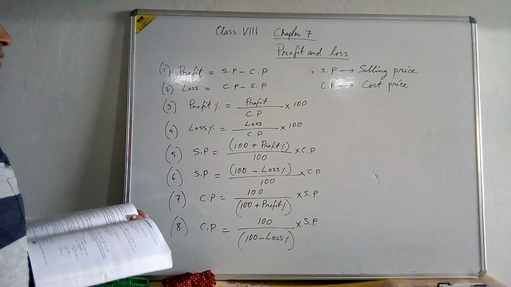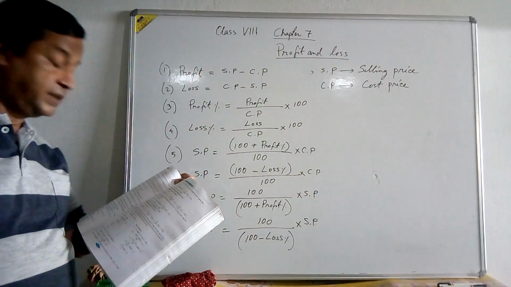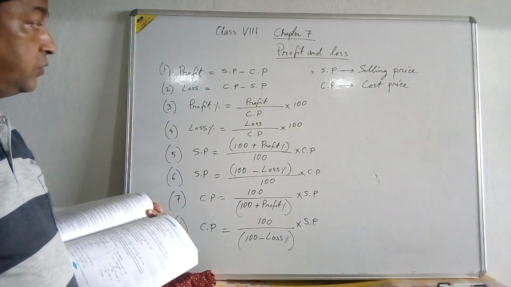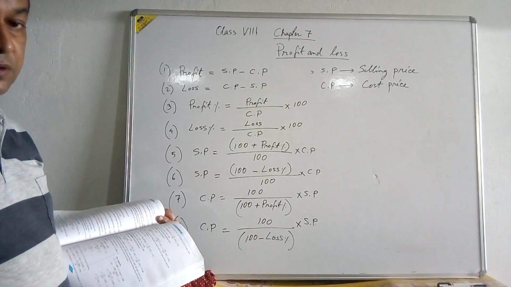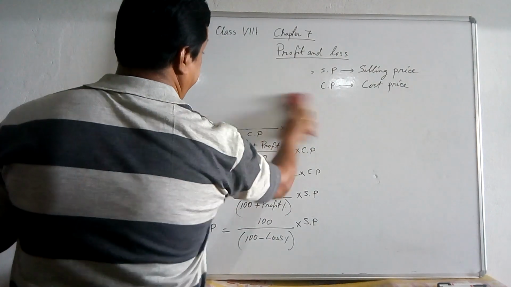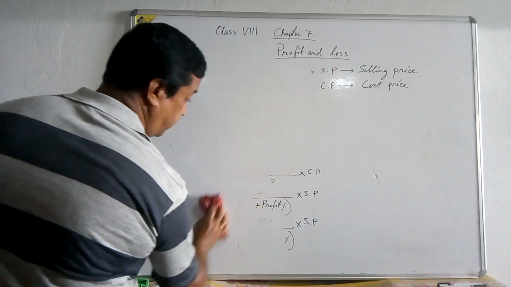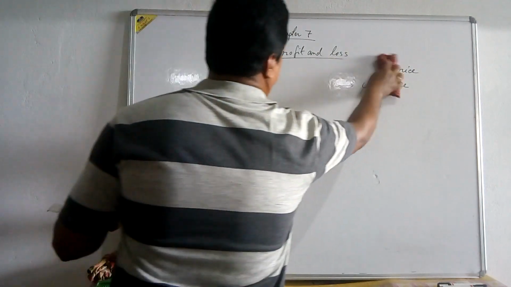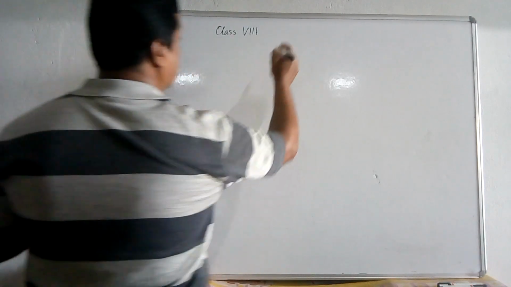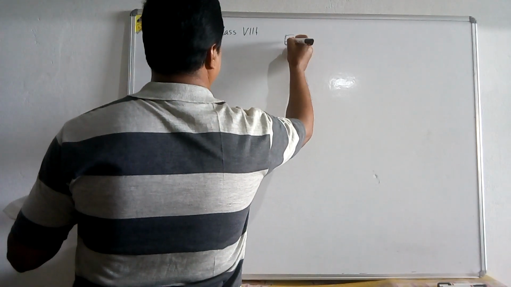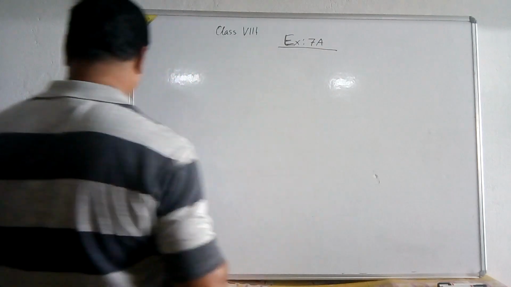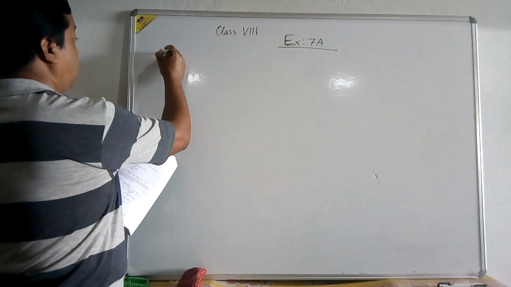Now from exercise 7a we'll be doing some numericals. I think you have already copied all these formulas. You can make a note of all the formulas for profit and loss. Now next we'll do some numericals from exercise 7a. Take out exercise 7a and you can see the questions from there. From there, let's do first of all question number 1.